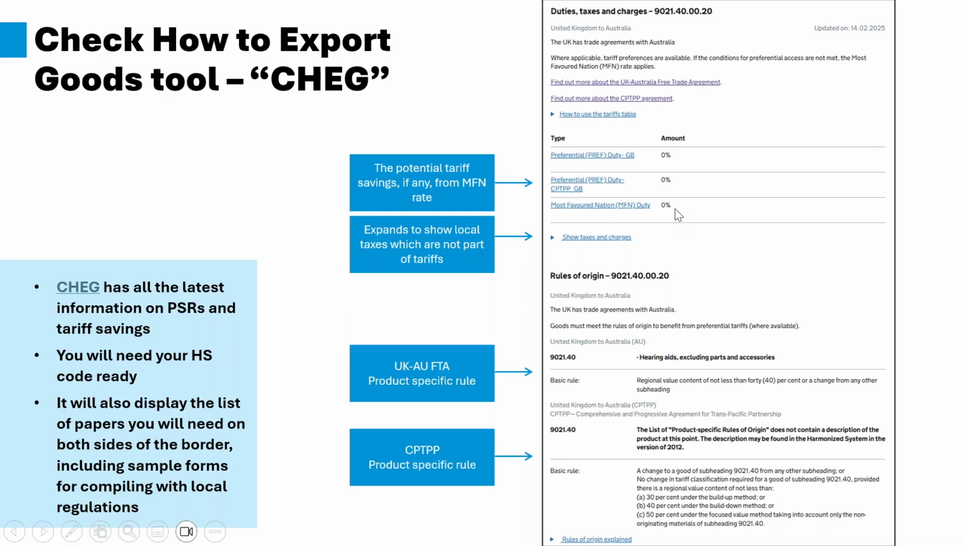At the top of the example, you can see there are three tariff amounts listed. Luckily, in this case, hearing aids don't have a most favored nation duty amount of more than 0%. Usually, the majority of goods being exported to Australia under the FTA have to pay an MFN duty of 5%, so sometimes that might come up for your particular good. In this case, it's 0%. In the case of 5%, you can see there are two more duties on top of that: the preferential duty under the UK-Australia FTA, which is 0%, as well as the preferential duty under the newly enforced CPTPP agreement, which is also 0%.